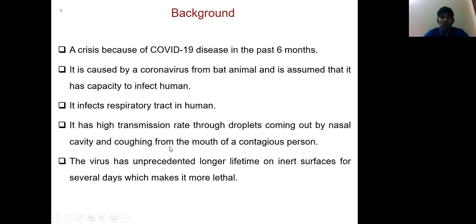The most important part of this virus is that it survives for an unprecedented longer time on inert surfaces, because of which it can live for several days, which makes it more lethal, and we have more chances to get infected. So with this background, I would like to come to the research we do and how it is getting affected by this disease.